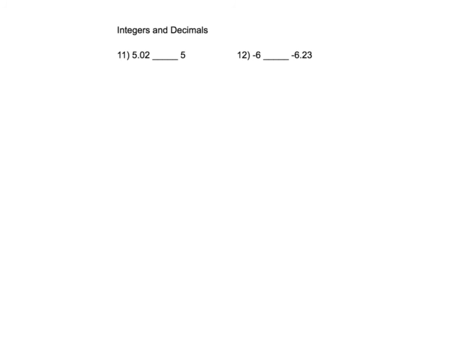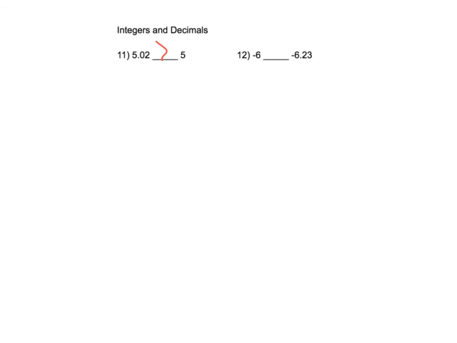So here we've got 5 and 2/100 and 5. We're asking you to identify which one is larger. Given that these are both positive numbers, this is much more straightforward than any other kind of problem you deal with. If we've got an additional 2/100 here, then that must be the larger number. So 5 and 2/100 is larger than 5. In our other example, -6 and -6 and 23/100.